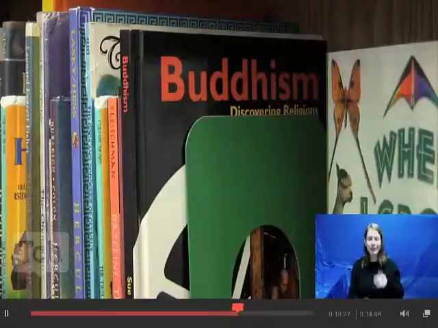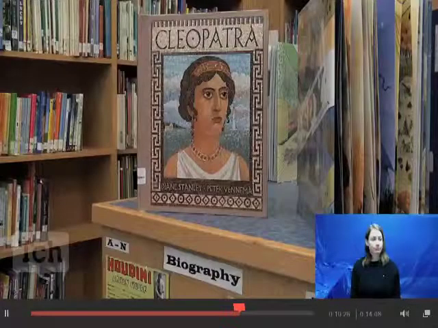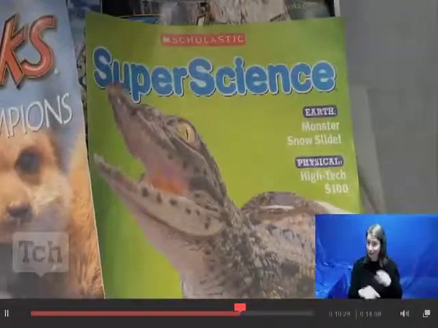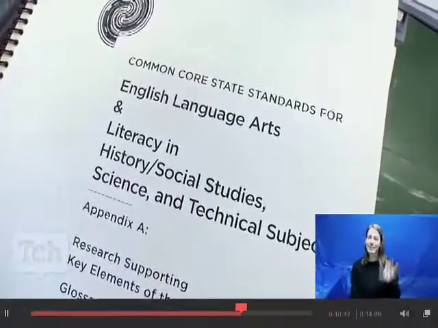All of this nonfiction reading and writing isn't expected to be done just in English class. Instead, it should happen in all classes, which is why the standards contain a section on literacy and history and social studies, science, and technical subjects.